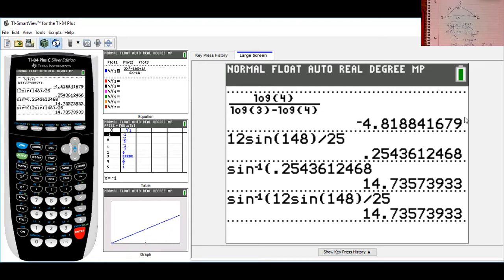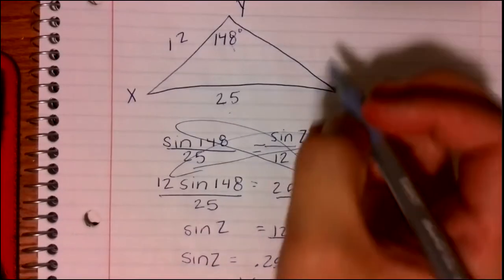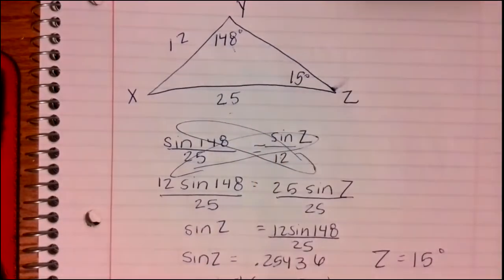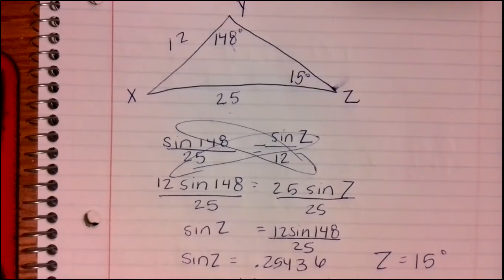All right, so I'm going to go back to my picture and label that this is 15 degrees. Once I know two angles, I can find the third angle pretty quickly, because remember, the whole triangle does equal 180. So if I do 148 plus 15, that's 163. And if I subtract that from 180, that's going to be my third angle. So my third angle is just going to be 17 degrees.